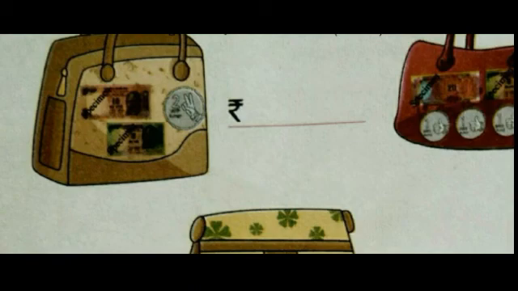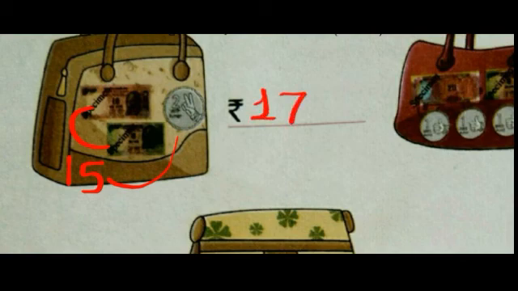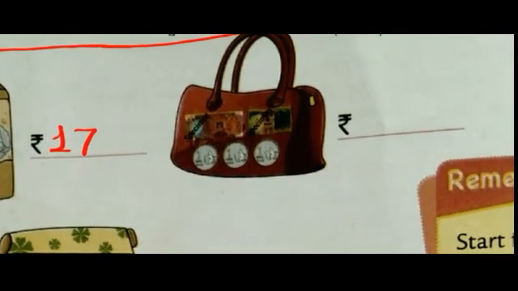So let's do it. Here, the biggest amount is 10 rupees. So we will start with the biggest one. 10 plus 5 will give you 15 rupees. And now 15 plus 2 will give you 17 rupees. So this is a total of 17 rupees, which we will write here like this. Let's see the next one now.